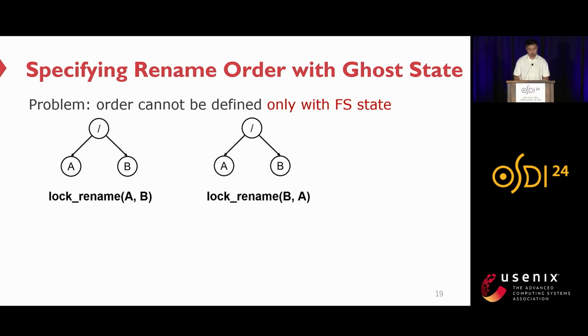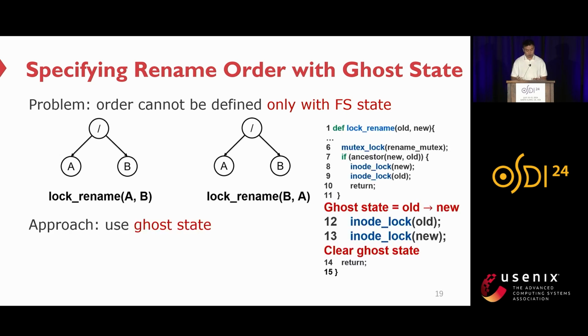Unlike the parent-child order, this order cannot be defined based solely on file system state. For instance, consider these two invocations. They operate on the same file system state, but will exhibit different wasteful order. To encode the order, we leverage ghost state, a commonly used verification technique. Ghost state only exists in the abstract model to assist the proof.